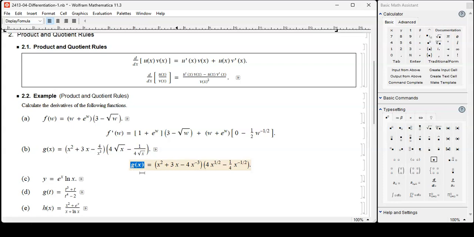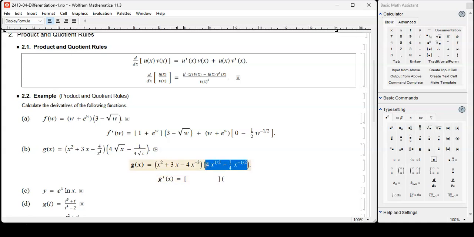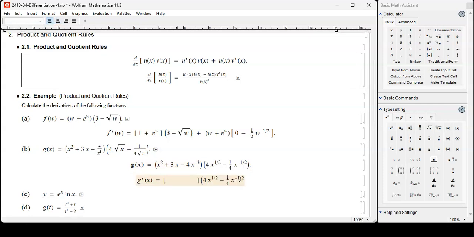I didn't apply any of the derivative rules. Now, what is g prime of x? The derivative? We have a product here, so we have to use the product rule. U prime v plus uv prime. So u prime, the derivative of the first function, times the second function, and the first function times the derivative of the second function. That's the structure.